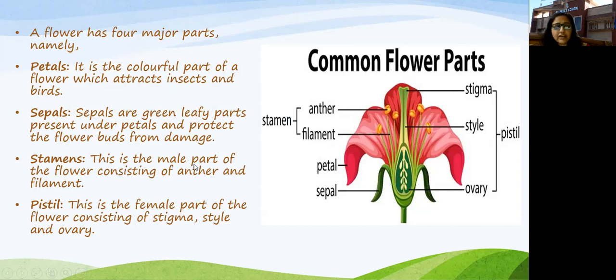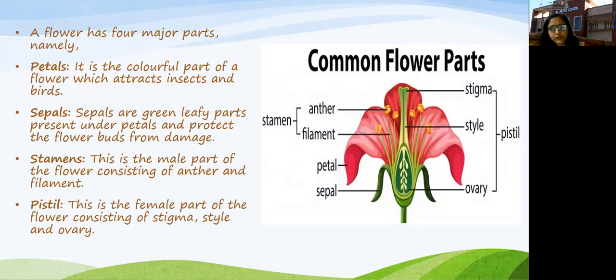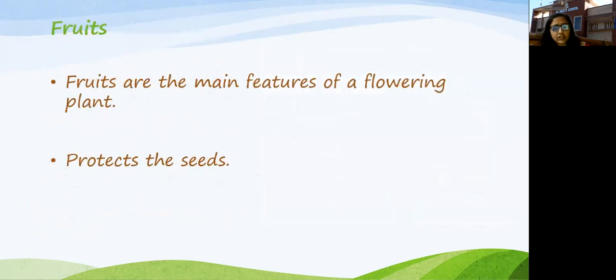So every part has got some specific function. Now okay, this was about flowers, and parts of flowers also we have covered in this. Now fruits. Fruits are the main features of a flowering plant. It protects the seed, na? So fruits भी होते हैं, हमारे लिए बहुत useful होते हैं. We eat these fruits. These fruits protect the seeds of the plant. Seeds कहाँ होते हैं? Fruit के अंदर होते हैं. Generally the seeds are found inside the fruit.